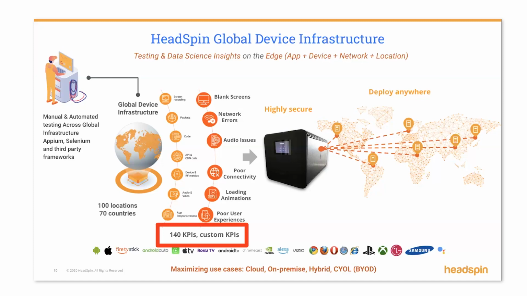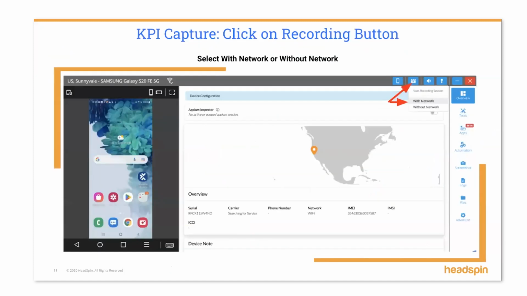So how do we do this? From a manual perspective, and we'll get into this in the demo, I don't want to spend a lot of time here, but we have a recording button and you have the option to record the network traffic or skip the network traffic at your discretion.